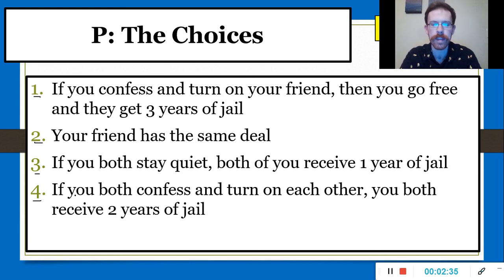Because we really have to start thinking about this in terms of choices. You have the choice of staying quiet or confessing. Your friend also has the same choice, but these are the 4 consequences based on those choices. Remember, if you confess and turn on your friend, you go free, they get jail time. If your friend confesses, they go free, you get jail time. If you both stay quiet, you only receive 1 year of jail. And if you both confess and turn on each other, you both receive 2 years of jail.